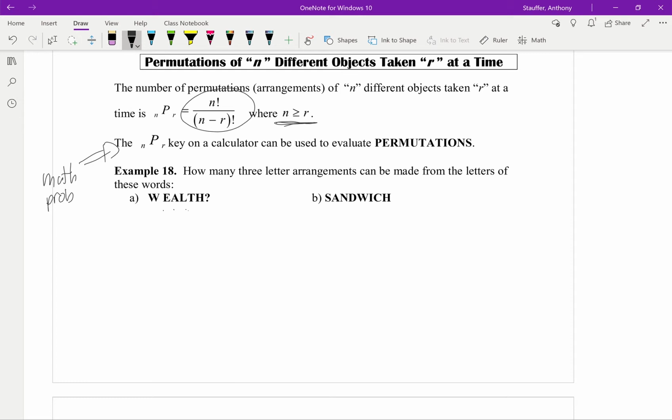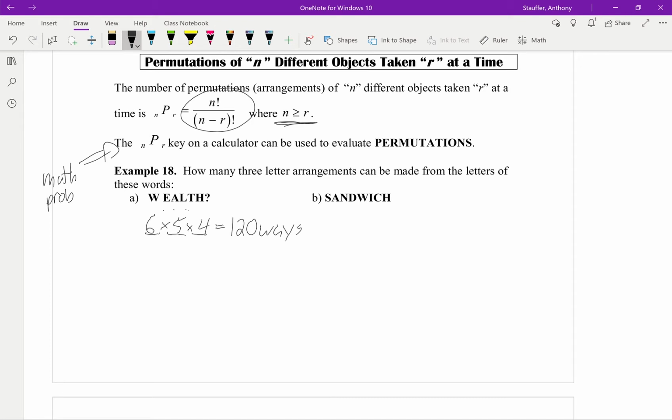Okay, so let's dive into this. How many three-letter arrangements can be made from the letters of these words? So, 3 letters. Well, that would be 1, 2, 3 if I'm using the fundamental counting principle. In the word wealth, there's 6 total letters, so it'd be 6 times 5 times 4, which would give me 120 different ways I could arrange that.